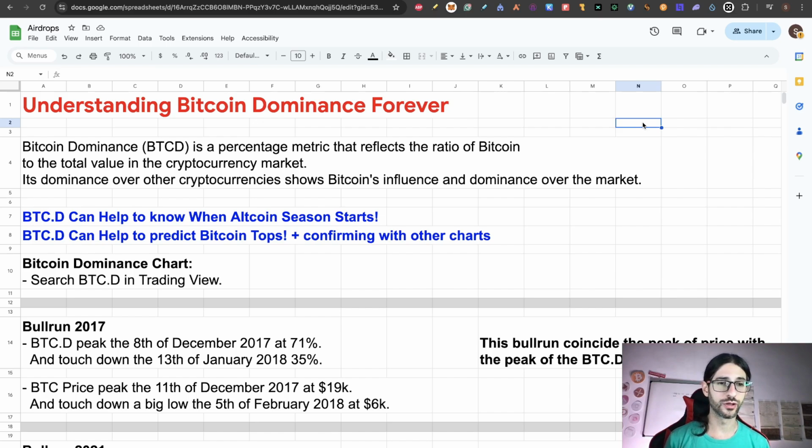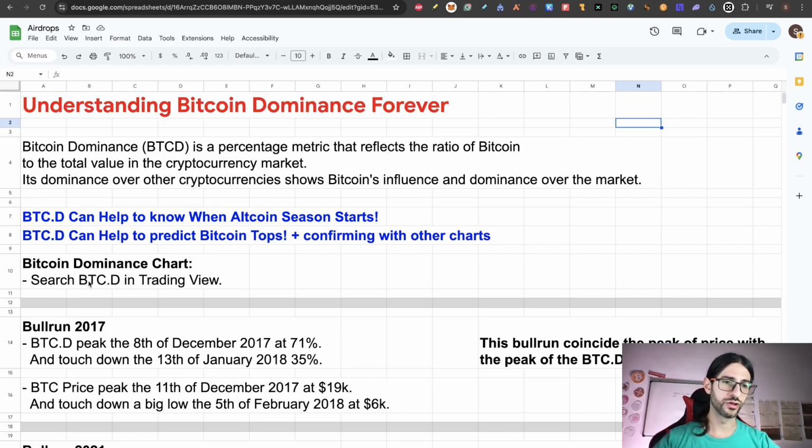So first of all, Bitcoin dominance is a percentage metric that reflects the ratio of Bitcoin to the total value in the cryptocurrency market. Its dominance over other cryptocurrencies shows Bitcoin's influence over the market. The Bitcoin dominance chart can help us know when the altcoin season starts, but I'm also going to show you that it can help us predict Bitcoin tops. Not only using this chart, you will need other charts to confirm the Bitcoin top, but it's a very interesting tool to try to predict the next Bitcoin top.